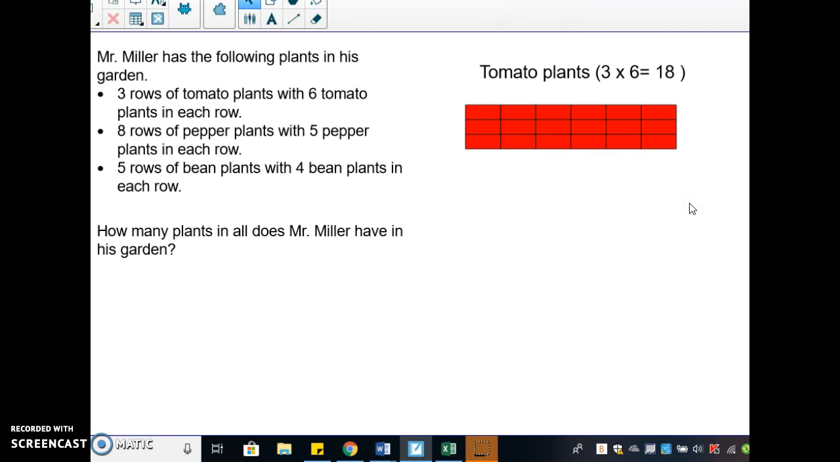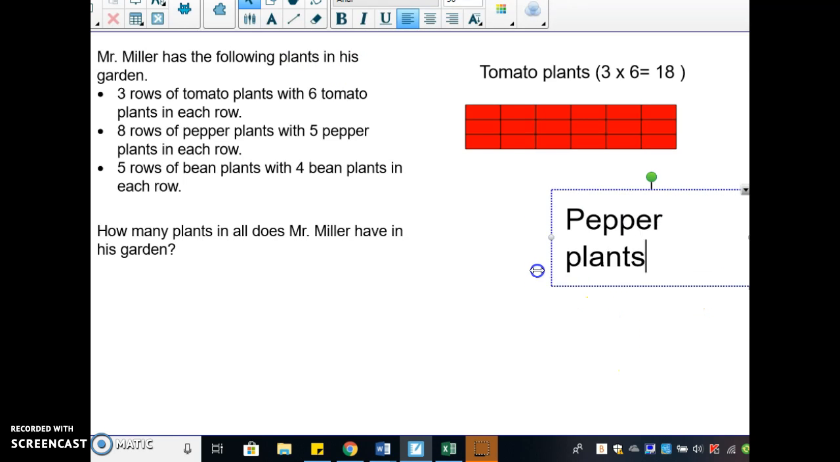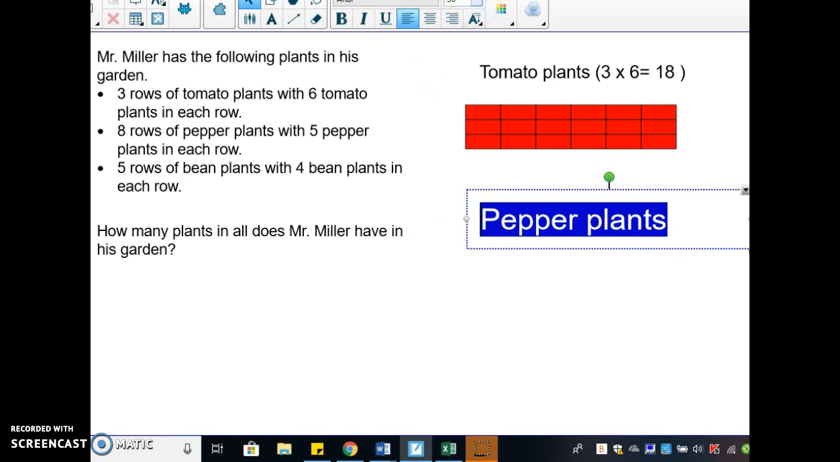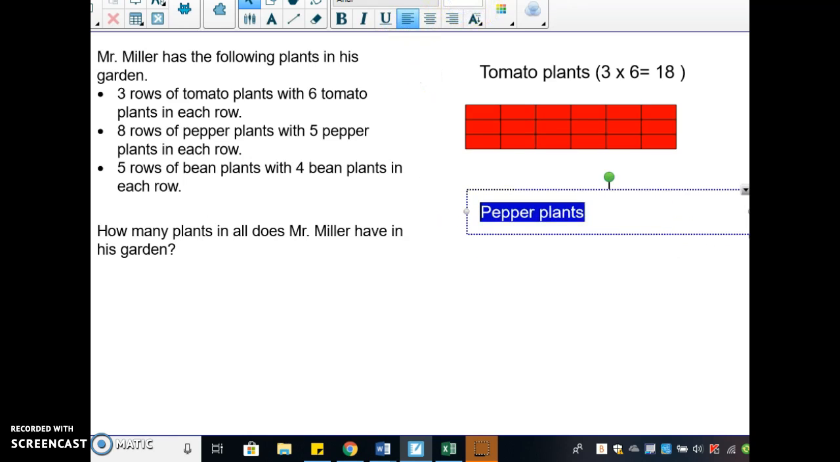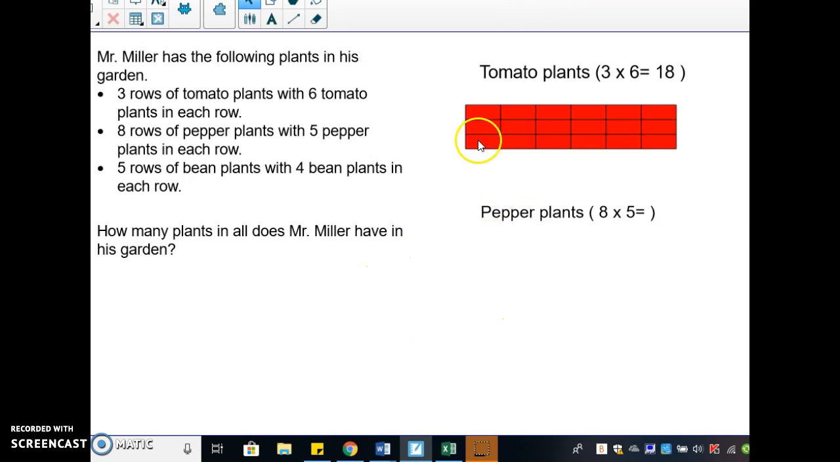Now I have to figure out my 8 rows of pepper plants. So again, I'm going to type, because I want to label this, pepper plants. Whoa, Miss Maldonado, that looks kind of weird. Let's make this a little bit smaller too. Let's make that 20. So pepper plants, I know he has 8 rows or 8 equal groups of 5. So 8 times 5 equals, and again, I'm going to pretend I don't know my multiplication facts. So I'm going to use an array to solve that.